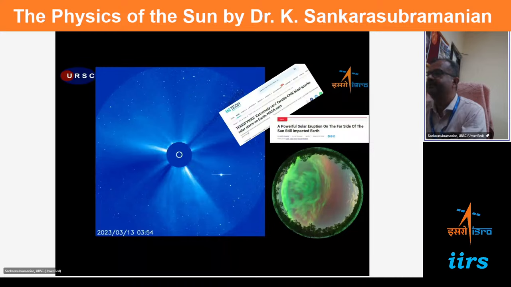Okay, and when these energetic particles come and hit the Earth, you would start to see the effect on the Earth. And what you see here on the right-hand side is a very nice aurora, which is formed by this particular phenomenon.